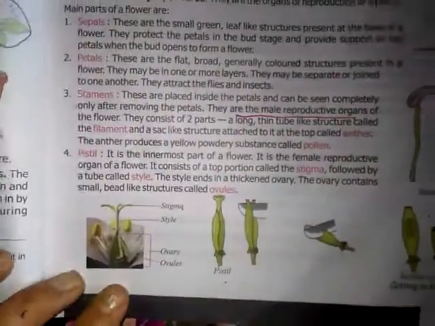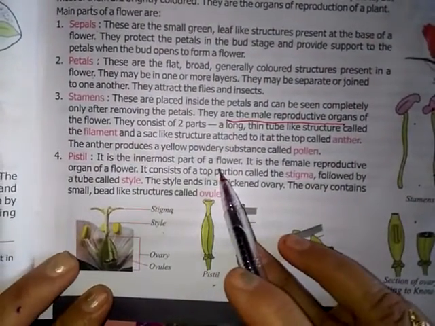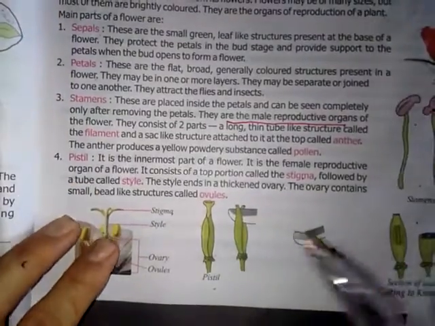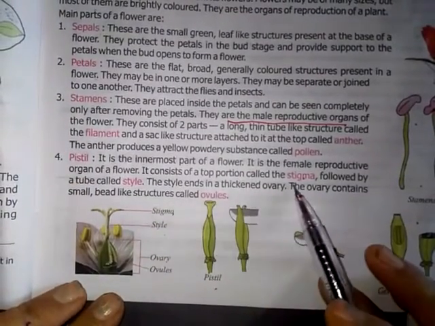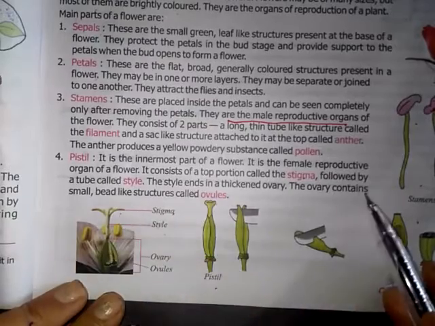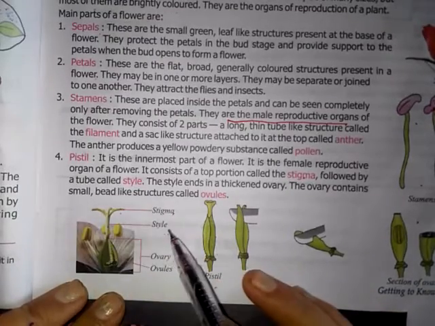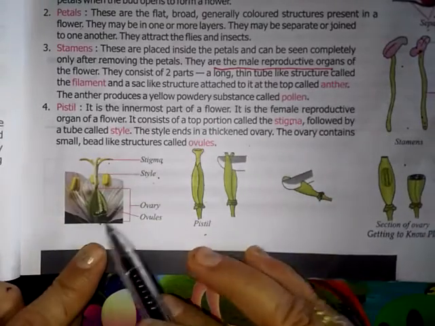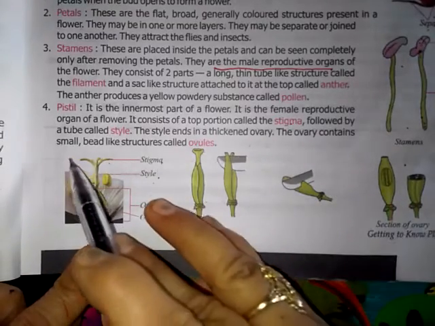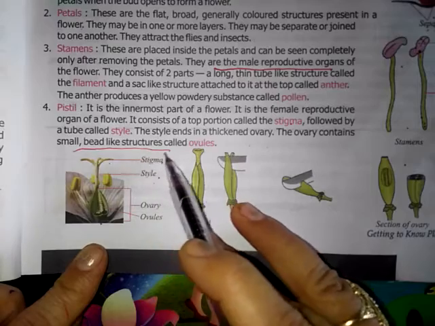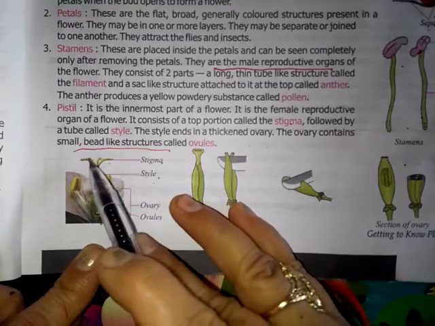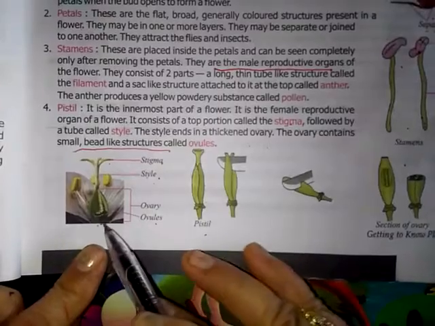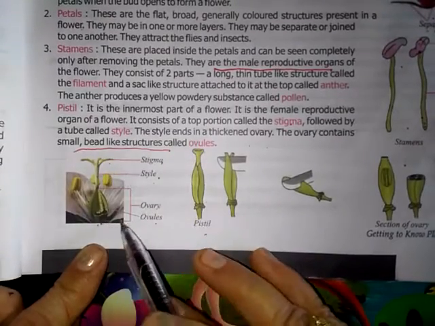Pistil is the innermost part of a flower. It is the female reproductive organ of a flower, and it consists of a top portion called the stigma, followed by a tube-like structure called style, and the style ends in a thickened ovary. The ovary contains small bead-like structures called ovules, because they look like beads. Inside the ovary there are bead-like structures called ovules.